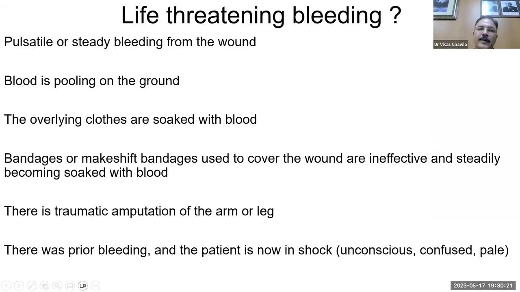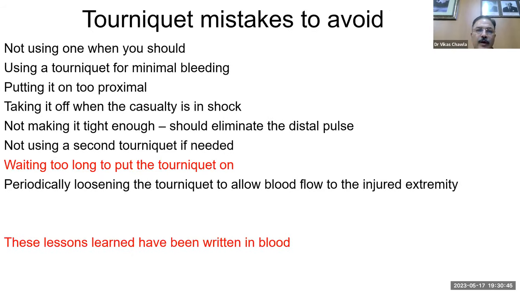Okay, so life-threatening bleeding, exactly what do you mean by that? It's a pulsatile or steady bleeding from the wound, or you find the blood is pooling on the ground, the overlying clothes are soaked with blood, or bandages or makeshift bandages used to cover the wound are ineffective and become soaked with blood again. There is traumatic amputation of an arm or leg, or there was prior bleeding and the patient is now in frank shock.